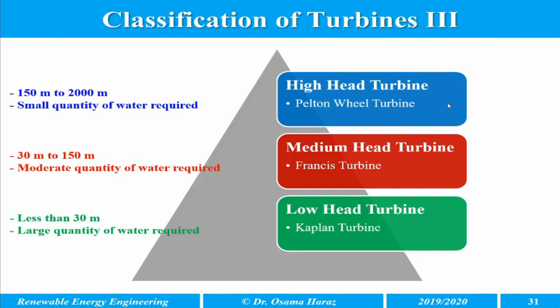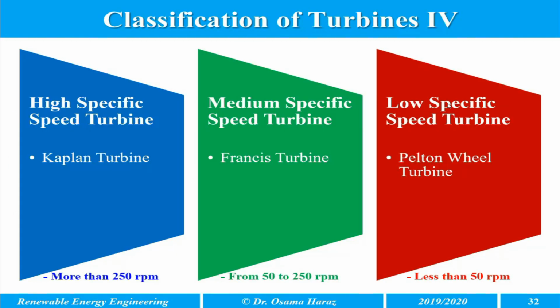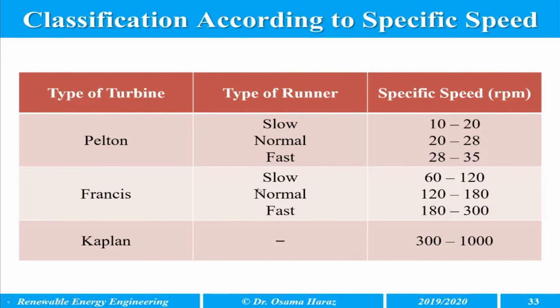This is in terms of head. In terms of specific speed, as we mentioned before, high speed turbines like Kaplan work at more than 250 RPM. For medium specific speed like Francis, it works from 50 to 250 RPM. And finally, the low specific speed turbine like Pelton works at a speed of less than 50 RPM. This table summarizes the classification of the types of turbines in terms of their specific speed.